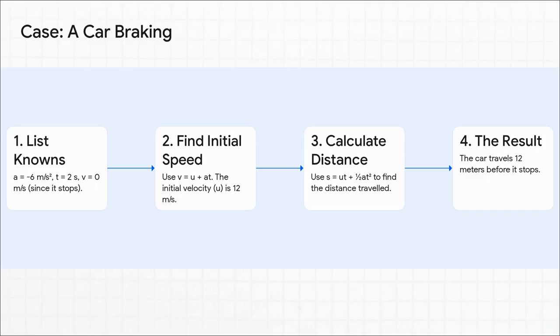We take that, plug it into our first equation, and boom, we find out the car was originally going 12 meters per second. Now that we know that, we can use our second equation to solve for distance. And what do we get? The car traveled exactly 12 meters before stopping. See how they work together?